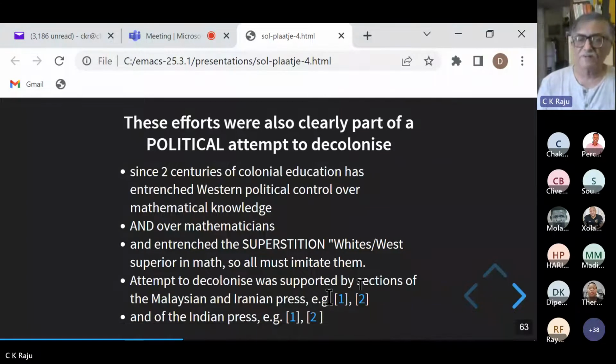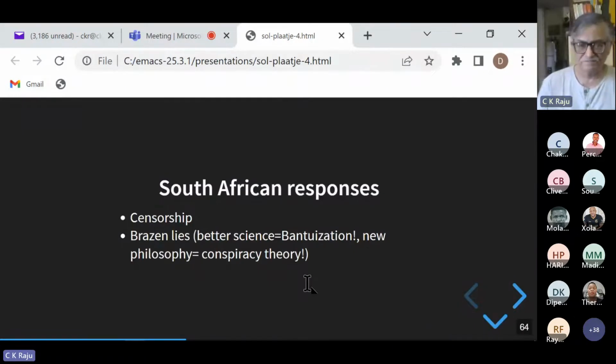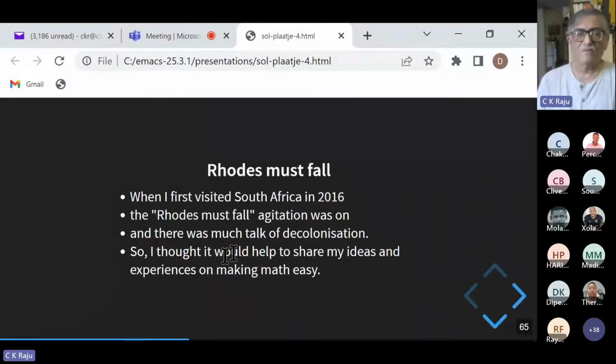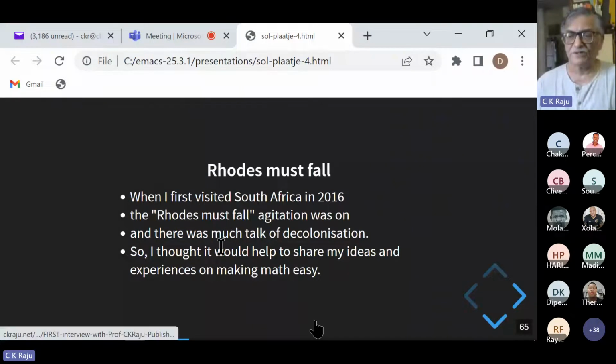So South African responses were a bit different. Not everywhere. I'm talking only about some responses. Some responses were very good, but some responses, particularly from the University of Cape Town, were very bad, and from the South African press. So when I first visited South Africa in 2016, there was a Rhodes Must Fall agitation going on here. And there was a lot of talk of decolonization and so on. And so I thought I can share my experiences.